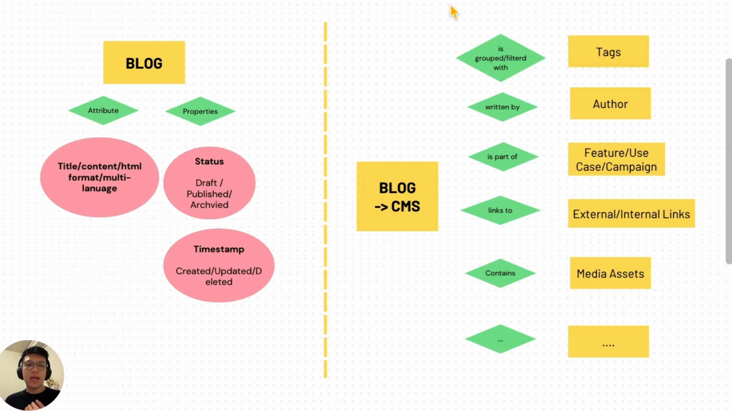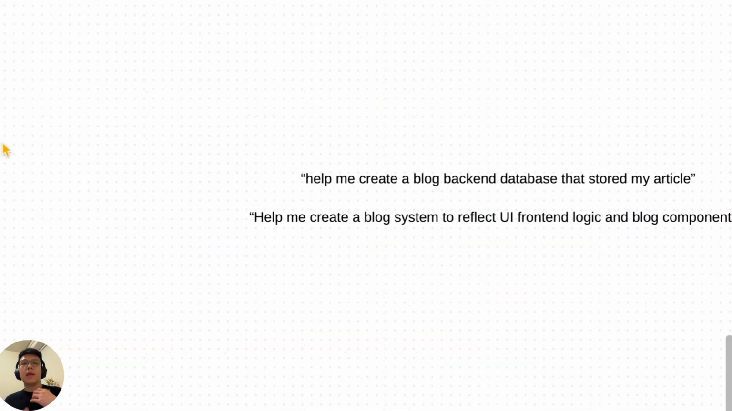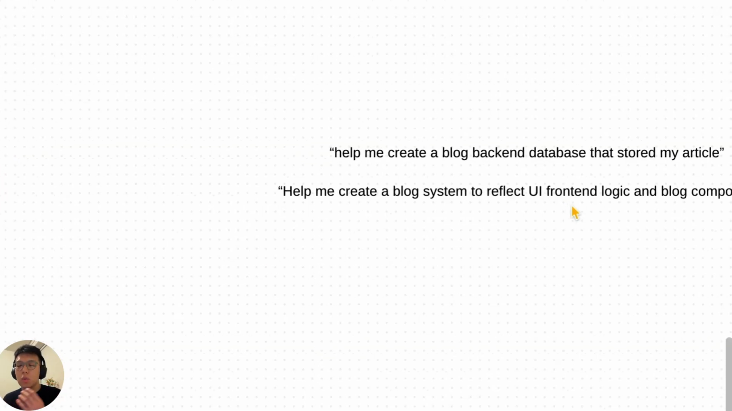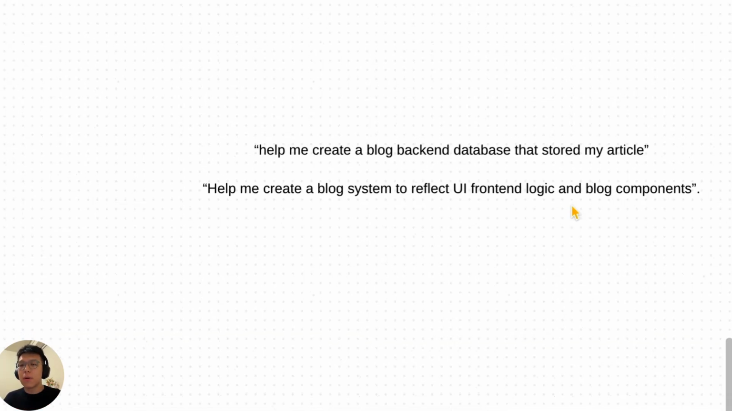Once that clarity is there, large language models become incredibly effective partners in building and reasoning. Here is a simple example. You ask ChatGPT to help you build a blog system, and you give a prompt like, "Help me create a blog backend database that stores my articles." Or you want to be more specific because you have a UI front end already: "Help me create a blog system to reflect UI front end logic and blog component."